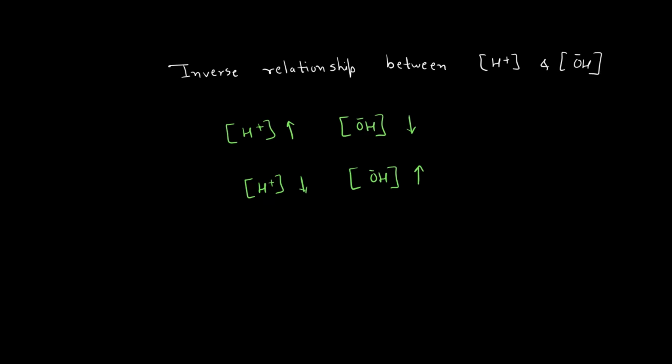Okay, so when H plus ion concentration is higher than OH negative ion concentration, we have acidic solution, and when H plus ion concentration is less than OH negative ion concentration, we have basic solution, and when H plus ion concentration equals OH negative ion concentration, we have neutral solution.